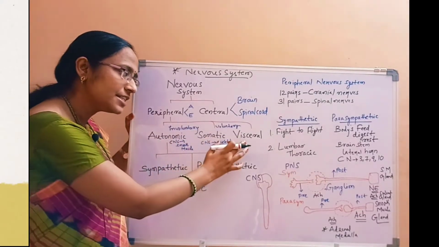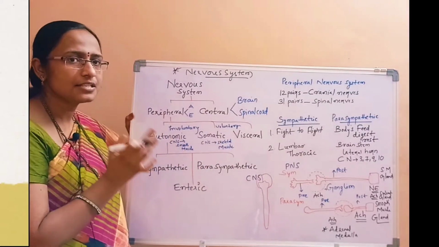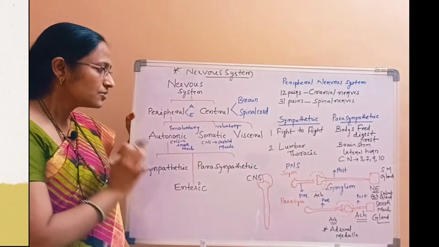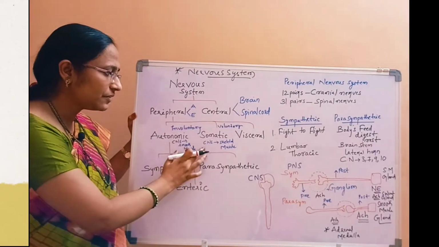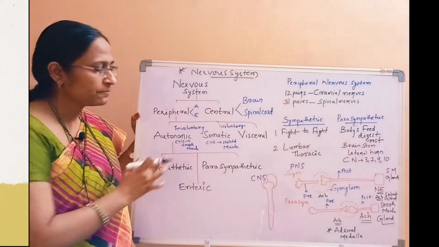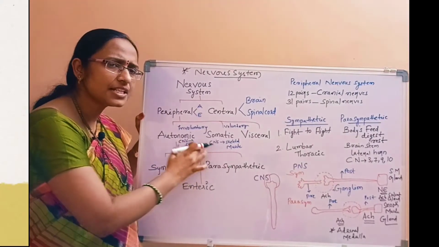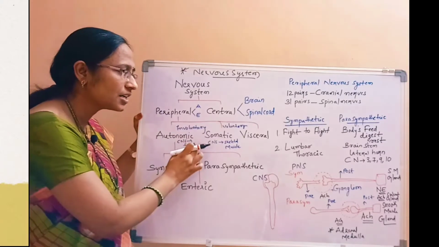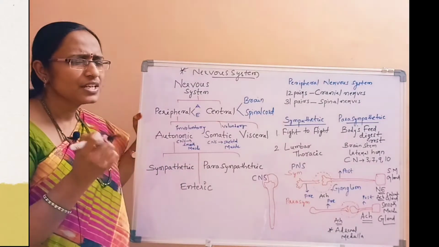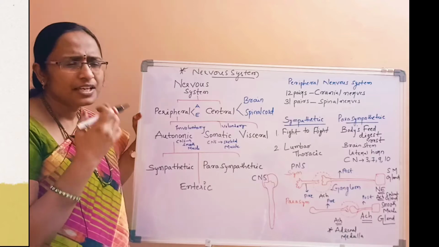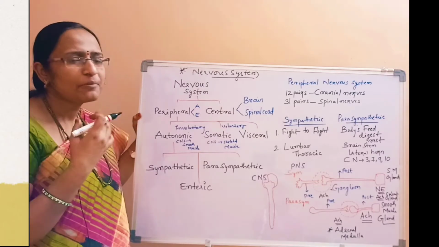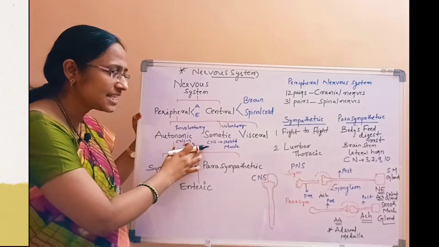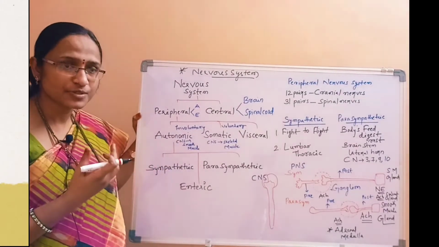Here the visceral nervous system is sometimes also taken as a part of the autonomic nervous system. So what is the basic difference between the somatic and the autonomic? The somatic nervous system controls voluntary movements. All the voluntary movements are controlled by the somatic nervous system. For example, if we had a joke and I am laughing, I am smiling, this is a voluntary action controlled by your somatic nervous system.